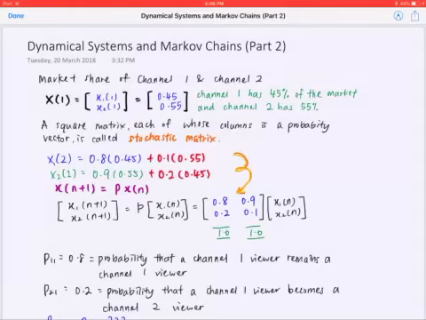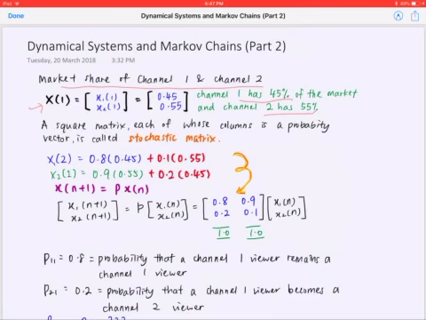This will be the second part of the dynamical system and Markov chains video. So from the previous video, we know that the market share of channel 1 and channel 2 can be expressed in the form of a matrix, and channel 1 has 45% of the market and channel 2 has 55% after a 1 year period.